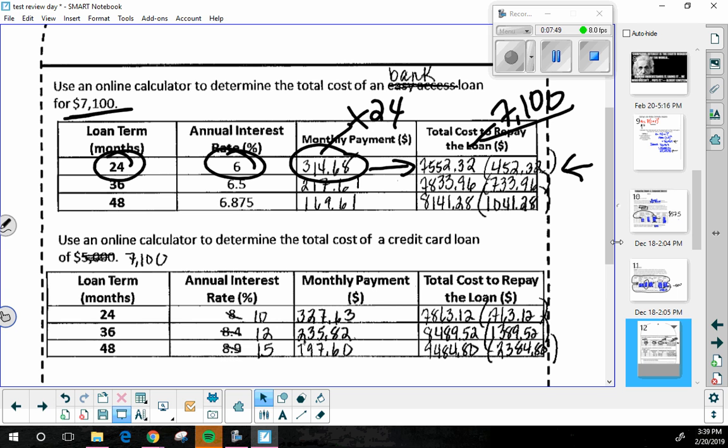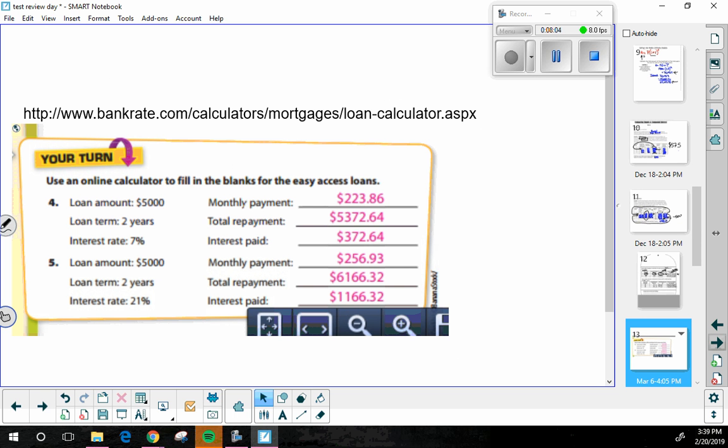And then we just kind of compared that, comparing it to the interest rates and how long it took us to pay it back. Now, on your test tomorrow, you're not going to have to get online and find a monthly payment, but you are going to have to figure out how much loans cost. This is the process to do that. Okay, so remember doing this homework? You typed in on the online calculator, you typed in 5,000 as a principal, 2 years, 7%, and this popped up. How do I get from $223 to my total repayment of $5,372.64? How would I get from this number to that number?